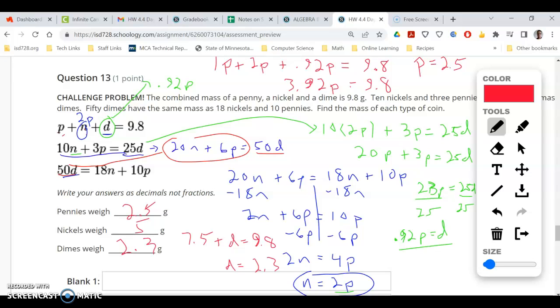So that's a pretty involved question, pretty complex, but you just gotta mess around and keep doing substitutions and manipulating the equations until you get the different weights.